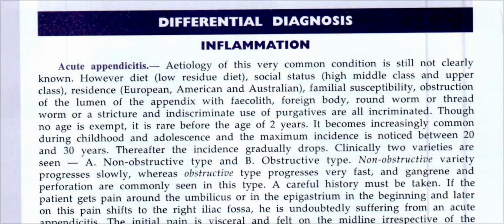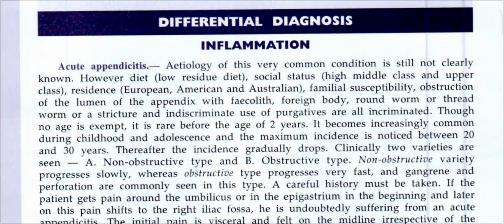Differential diagnosis: inflammation, acute appendicitis. The etiology of this very common condition is still not clearly known. However, diet, low residual diet, social status, high middle class and upper class residents, European, American, and Australian, familial susceptibility, obstruction of the lumen of the appendix with fecal foreign body, roundworm, threadworm, or a stricture, and indiscriminate use of purgatives are all incriminated. Though no age limit is exempt, it is rare before the age of 2 years.